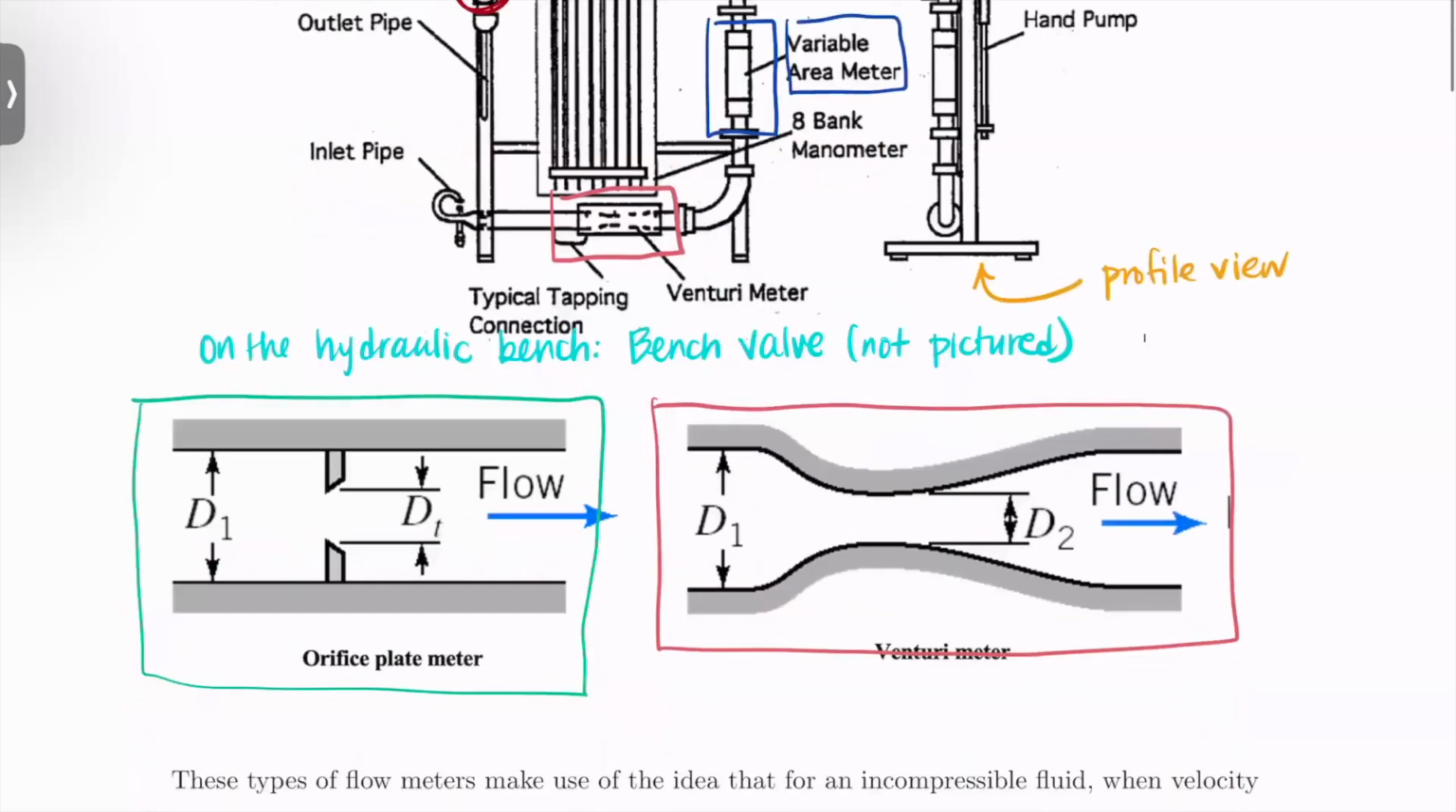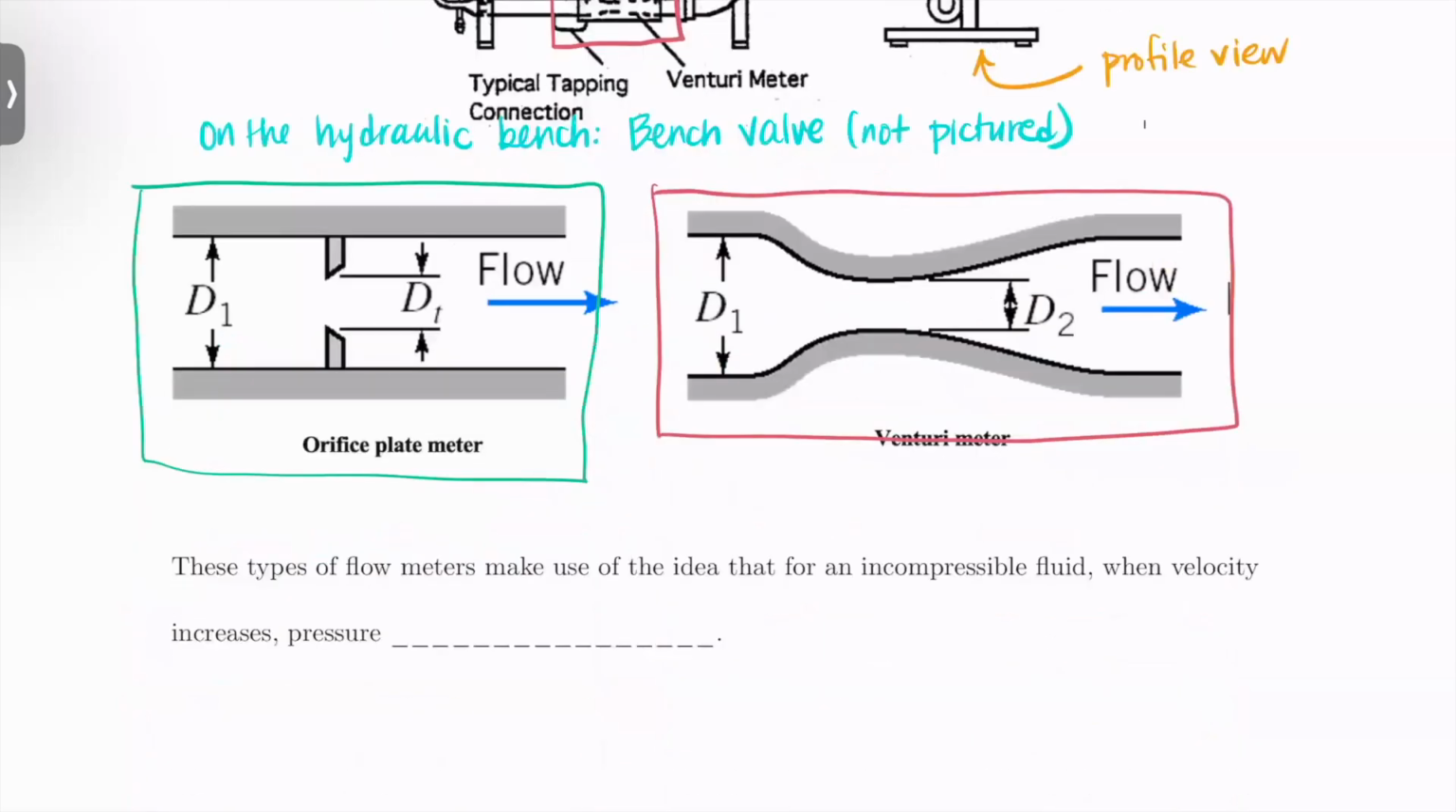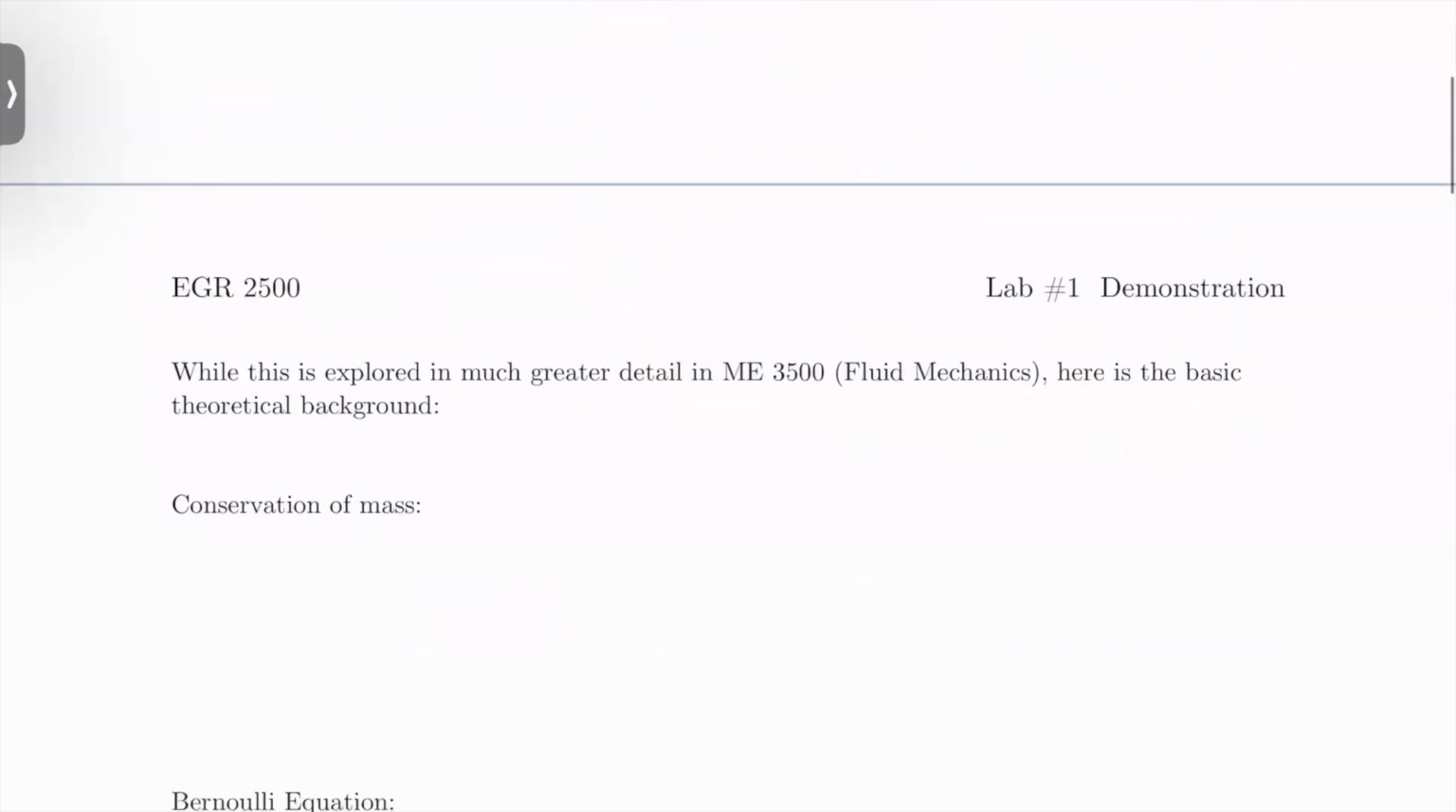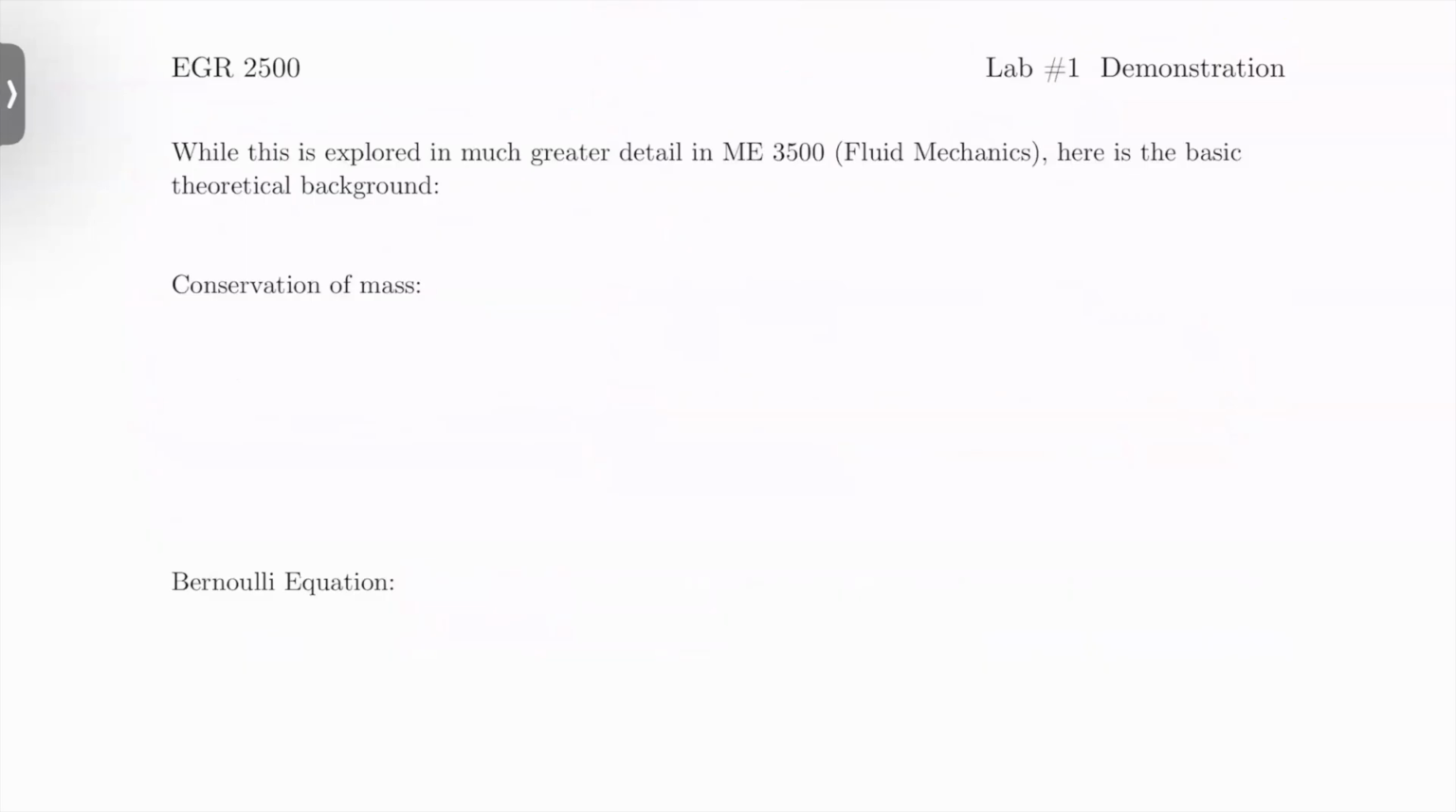The orifice plate meter and the Venturi meter are types of flow meters that make use of the idea that if you have an incompressible fluid, which we're going to be using, water, when the velocity increases, pressure decreases. This idea of pressure decreasing when velocity increases is explored in a lot more detail in ME 3500, which is fluid mechanics, if you are a mechanical engineering student.